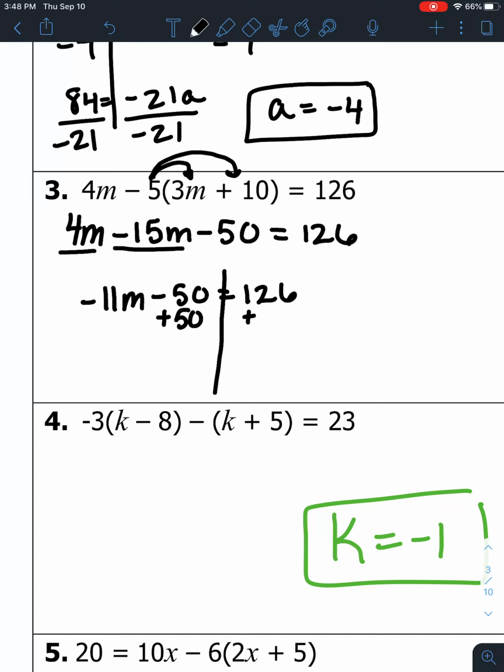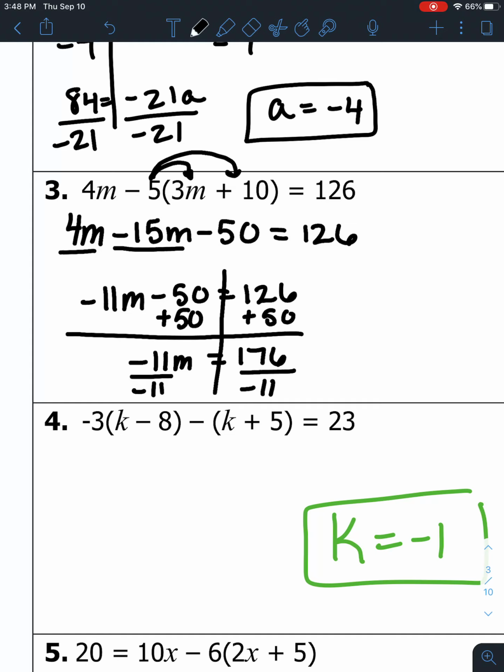Add 50 to both sides. What you do to one side, you have to do to the other. Negative 11m equals 176. Divide both sides by negative 11. So you get m equals negative 16.